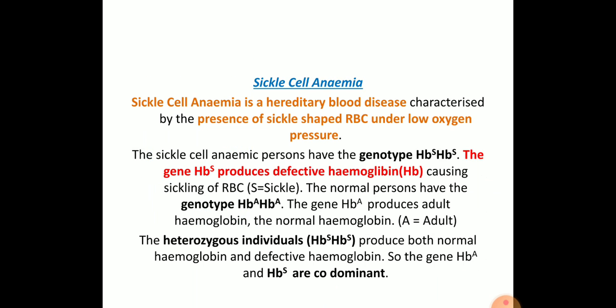Coming to the last example, that is sickle cell anemia. You have already studied in your lower classes what a sickle cell is. Usually our RBCs are round in shape and somewhat bulged, but these cells are affected by a genetic disorder and become half moon shaped, or crescent moon shaped. That is how sickle cell anemia is caused. It is a type of hereditary blood disease, where sickle shaped RBCs appear under low oxygen pressure.